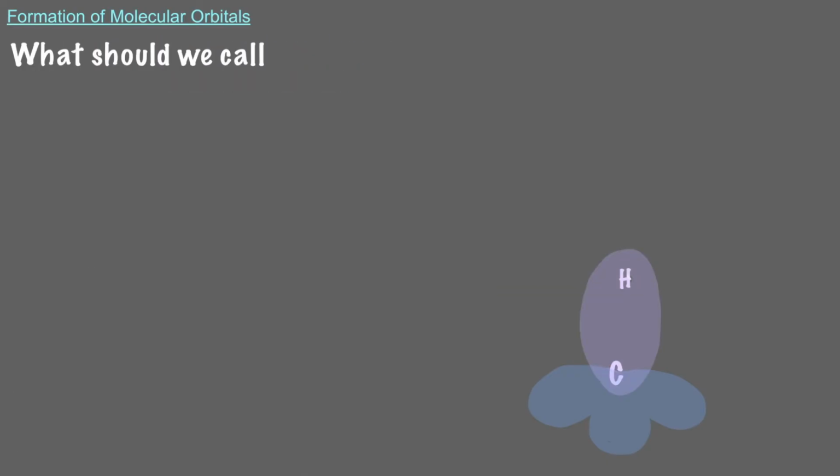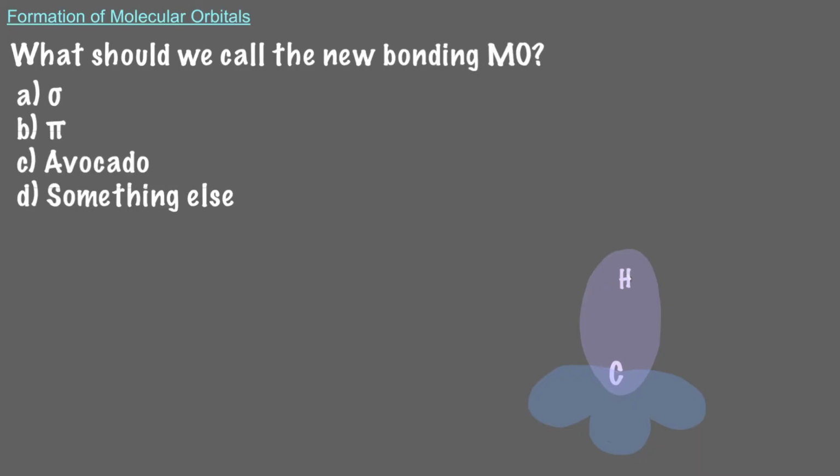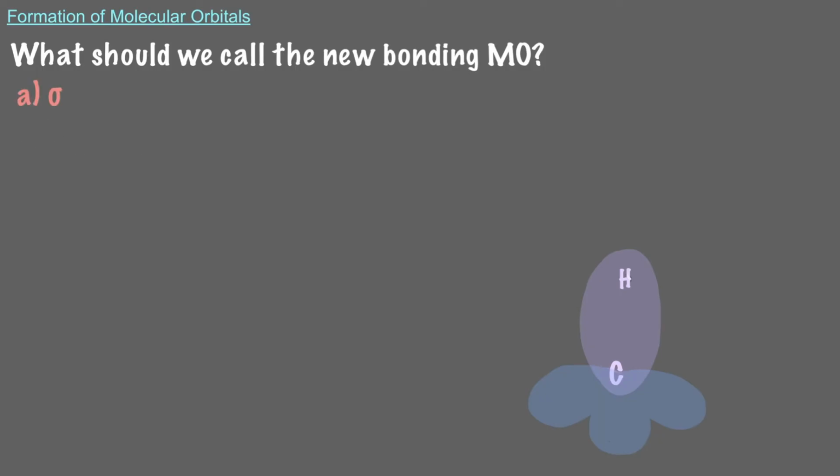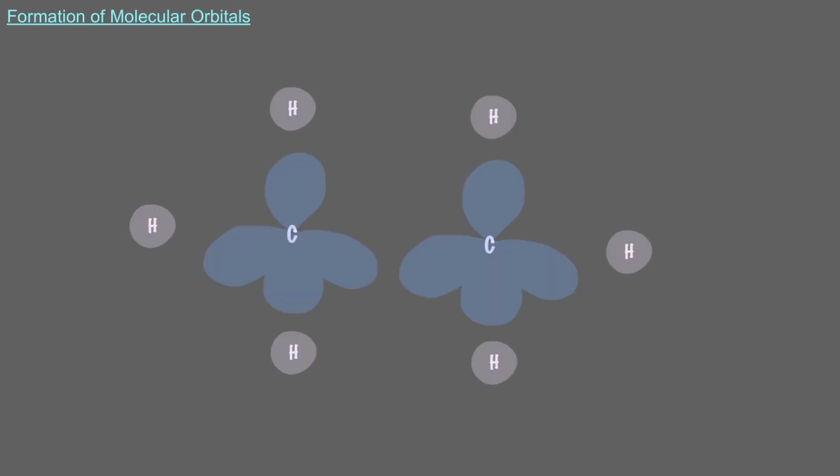But what should we call this new bonding MO? We don't need to invent a new name for this bonding MO, since we already have one that works. Since this is a cylindrically symmetric bonding orbital, we'll call it sigma. For the record, the anti-bonding MO that is made, but we're ignoring, is sigma star. Drawing these molecular orbitals can be a little tedious, so we'll use a much easier approach. Let's zoom back out to our whole molecule.